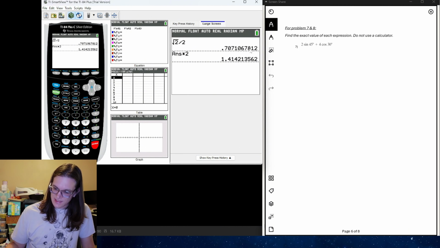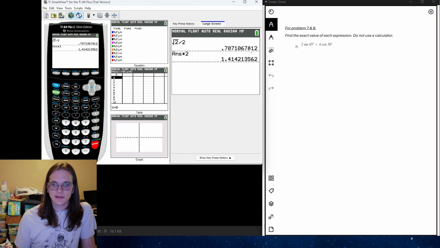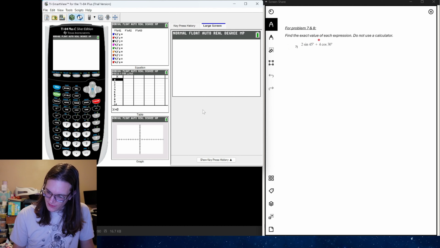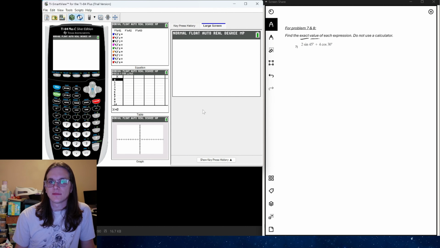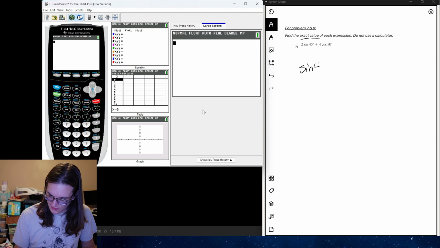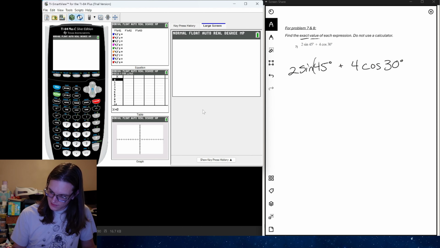So let's see, find exact value. So here it's warming us up off the calculator, and then I'm sure it's going to give us some calculator ones. Find the exact value of each expression. So exact already tells me we're not using the calculator because the calculator doesn't give us exact answers, it's just going to give you a decimal. So we already know we're not using a calculator because it wants an exact value. So what we're given is 2 times sine of 45 degrees plus 4 times cosine of 30 degrees. And the parentheses here are kind of optional, depends how you feel.